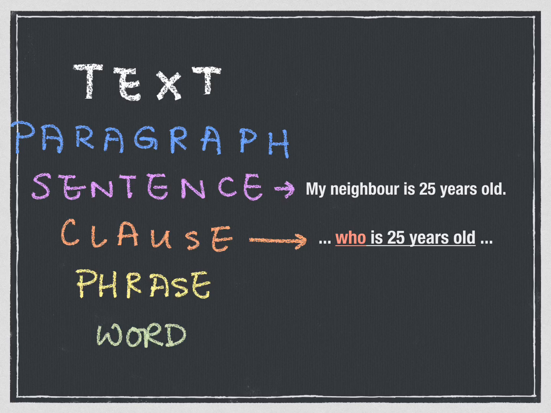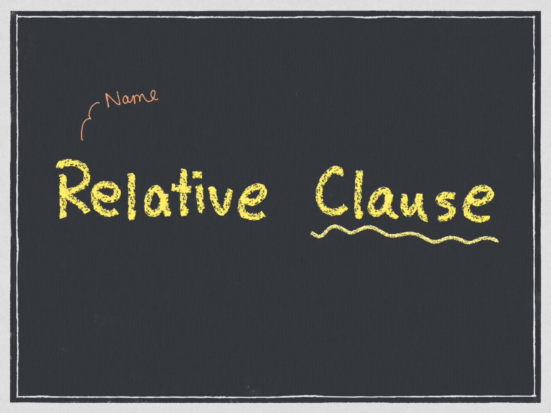If we want to make it a complete sentence, we need to give a subject to it. My neighbor is 25 years old, then this is a complete sentence. That's why the underlined part, the WH word part, is called a clause, because it's not a complete sentence yet, not a full sentence yet. So it is called a clause. So relative clause, the clause here means a small part of the sentence, not a complete sentence yet.